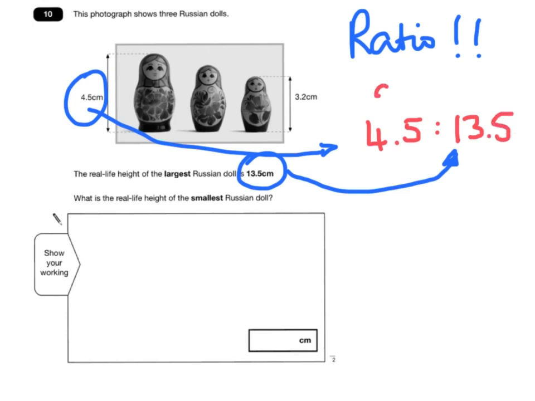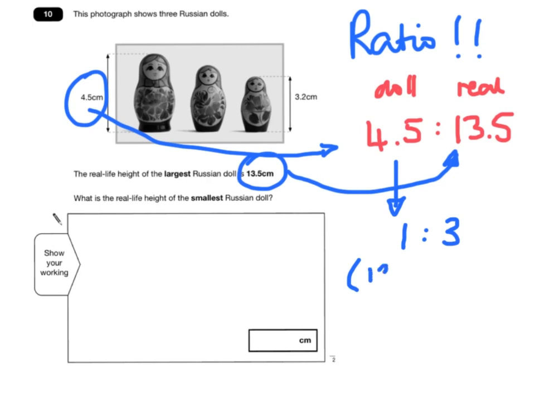Now we can simplify that. So 4.5 is the height of the doll in the picture, and the real doll is 13.5. We want to simplify that to a ratio of 1 to something. Well, it's a ratio of 1 to 3 because 13.5 divided by 4.5 is 3. And it's a bit like reducing a fraction down. That will give us the lowest form of the ratio, 1 to 3.